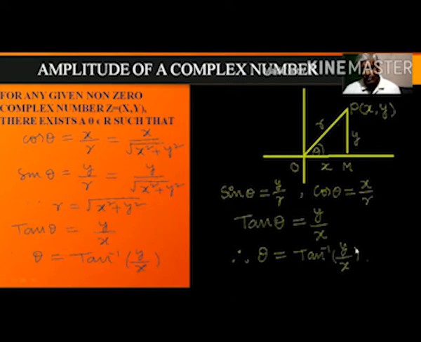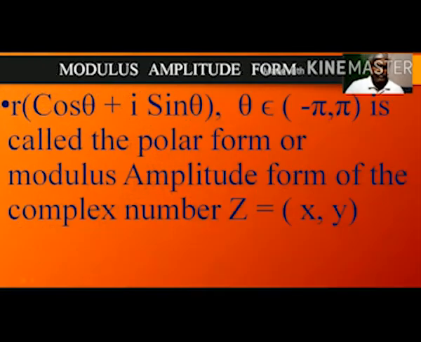So in that way you need not take x comma y. The point can be taken as a comma b also. In that way, tan inverse of the imaginary part by the real part. So look at this modulus amplitude form of a complex number.